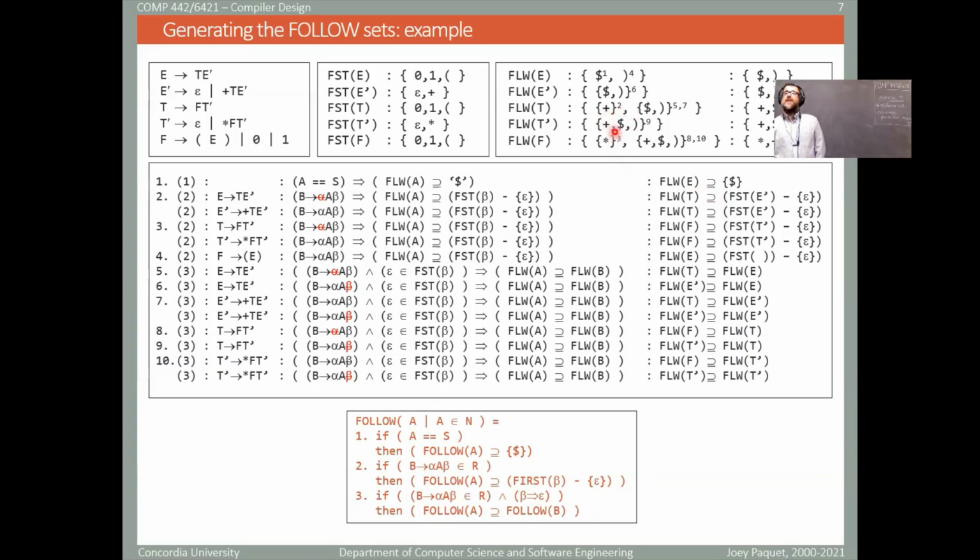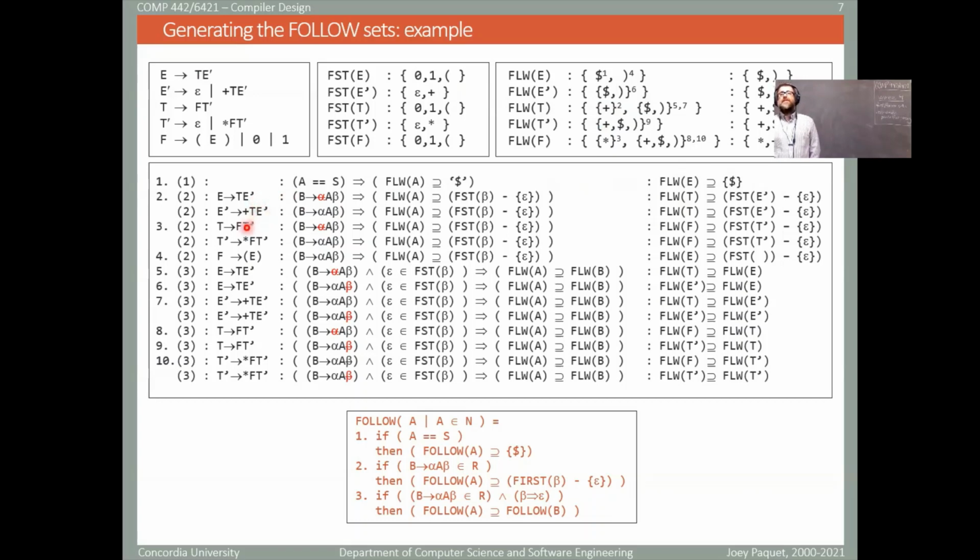One thing that I didn't say: in my set construction here, the superscript describes which rule application I used to add symbols into the set. For example, using rule 1 here, I was able to put $ in follow of E. Then with follow of T includes first of E prime, using rule 2, I found that first of E prime is plus and epsilon, so minus epsilon it is plus. So I included plus into follow of T, as my inference said.